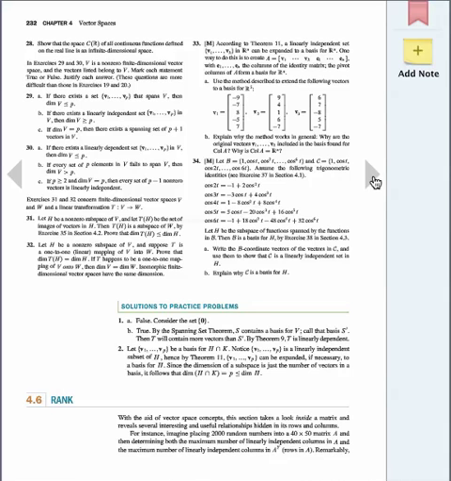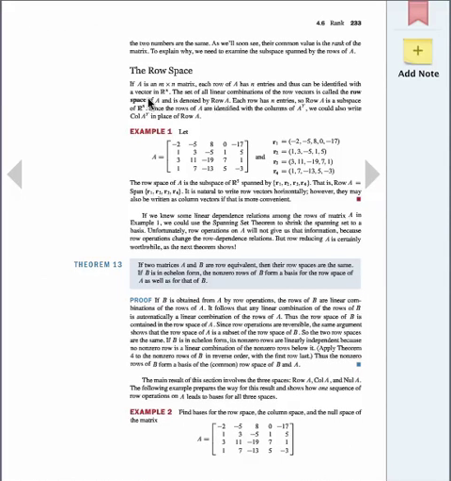Moving on to section 4.6, rank. We're going to start by introducing the third and final big subspace of a matrix called the row space of that matrix. If the column space of a matrix is the span of the columns of that matrix, well, the row space of a matrix is the span of the rows of that matrix. Not terribly hard.